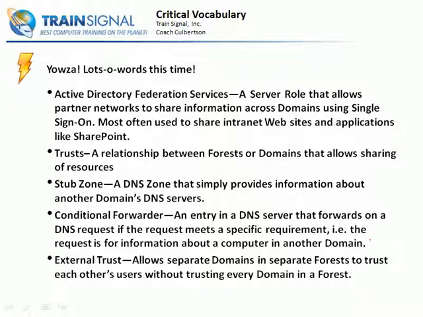Okay, so if you have two forests, two companies, and you want the Chicago branch of your domain to trust the Chicago branch of the other company, then an external trust is a good idea.